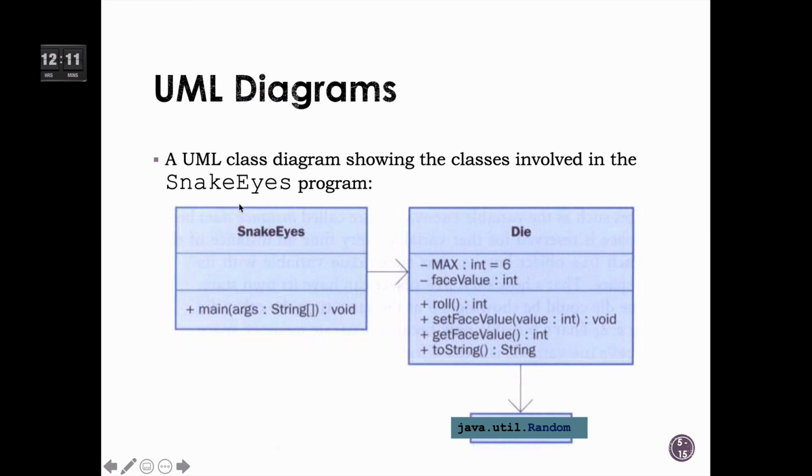Now, Snake Eyes is the client that uses a die, that's the meaning of this arrow here. And by the way, a die uses the Random number generator class from Java. Random is inside java.util. And for Snake Eyes, we can tell that it is a client because, as you can see, it has a main method. That's the thing we care about, which will essentially use one or more dice.